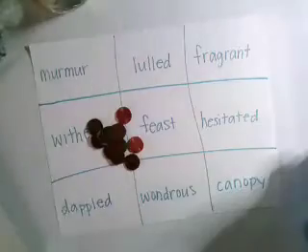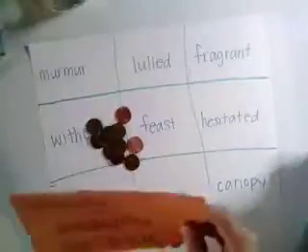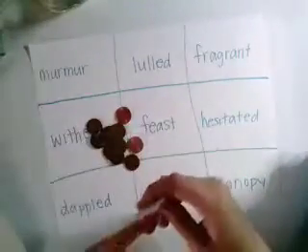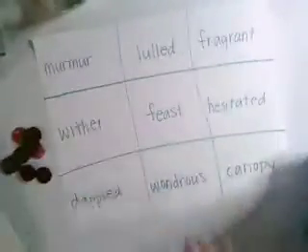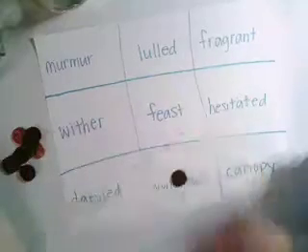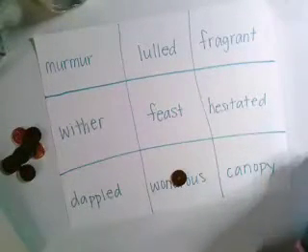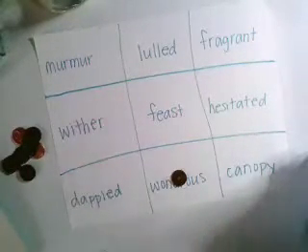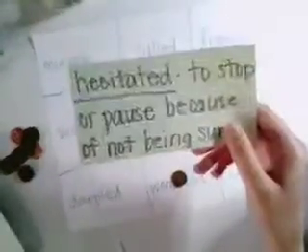The caller will start by choosing one of their word cards. Remember, these should be face down, so they can just pick one. They can say the word if you're playing with younger children, so they could say wondrous. And if I have that on my board, I can just mark it off. And then wait for the next word to be called. Hesitated.